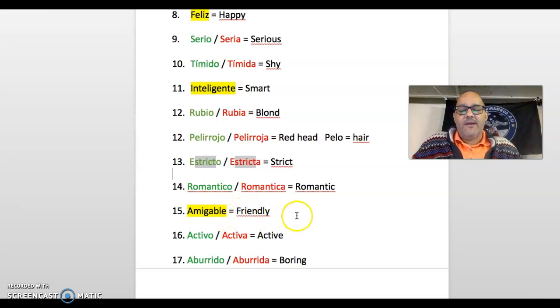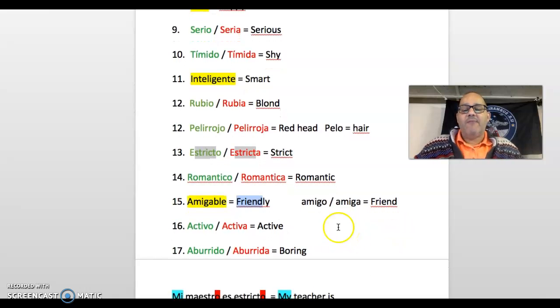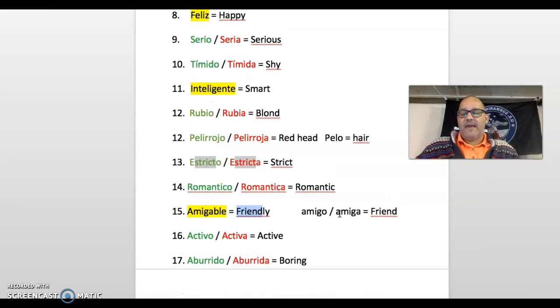Amigable, friendly. And notice, I want you to see this. Amigo is a friend, but a guy friend. Amiga is a girlfriend, okay? So they both mean friend. So just like here, friend. So when you add the BLE, amigable, you're adding the LY in English. Amigable, friendly. Activo, activa, active. Again, cognate. Aburrido, aburrida, boring.